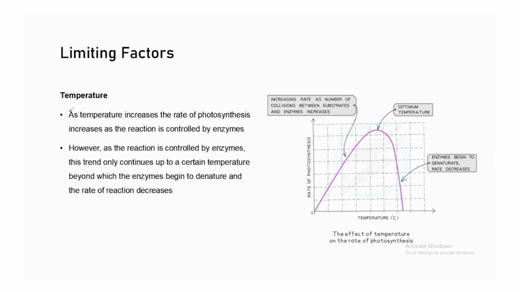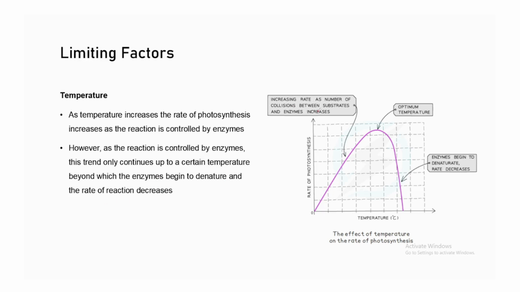Temperature. As temperature increases, the rate of photosynthesis increases, as the reaction is controlled by enzymes. However, this trend only continues up to a certain temperature, beyond which the enzymes begin to denature and the rate of reaction decreases.